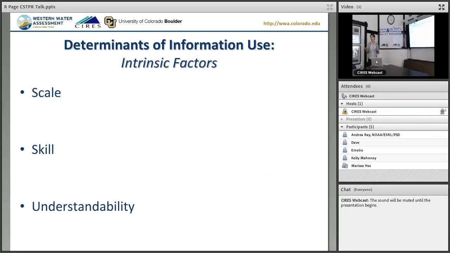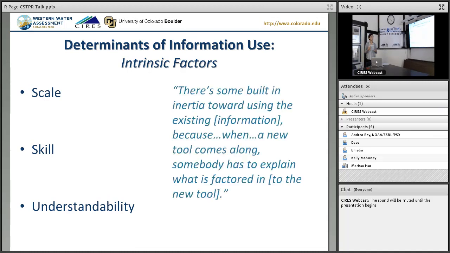Understandability or interpretability of the product also came up, mentioned by one group of managers in particular. Basically, a new product might come out and there may be some assumptions embedded in it, or there may be another product that's been modeled into it, like soil moisture, for example. But if they're already looking at soil moisture as a standalone product, it's not always clear that there are those redundancies, and so being able to really understand what the assumptions embedded in the product are was really important. As the manager put it, there was some built-in inertia toward using existing information instead of adopting new information, because when a new tool comes along, somebody has to explain what's factored into the tool.